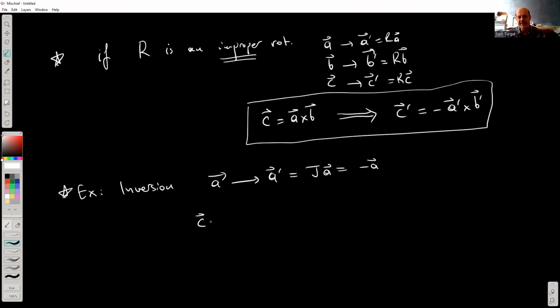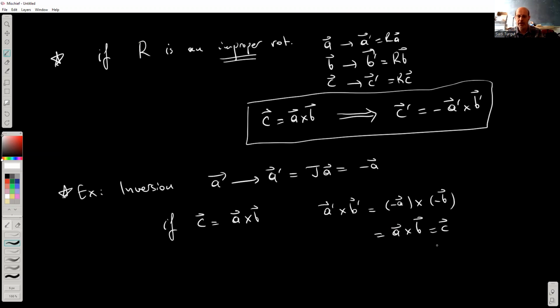So if C is equal to A cross B, right? In that case, A prime cross B prime is, well, that's equal to minus A cross minus B. So that's going to be the same as A cross B, which is C, right? So therefore, A prime cross B prime is not equal to C prime, it's equal to minus C prime.